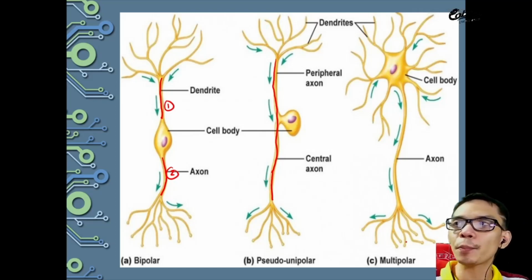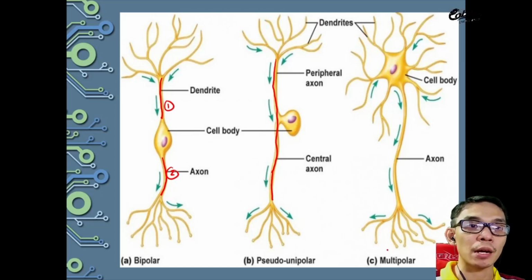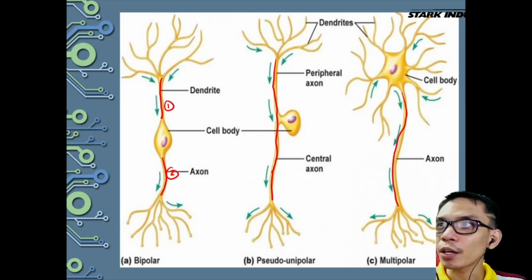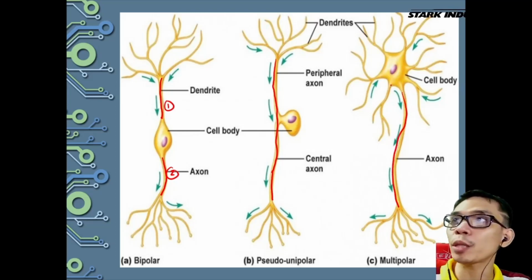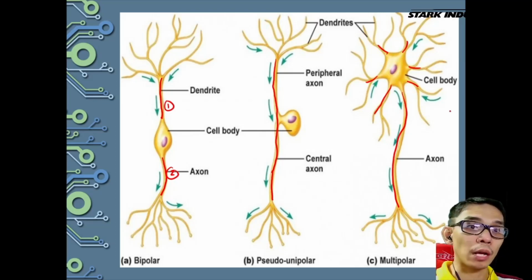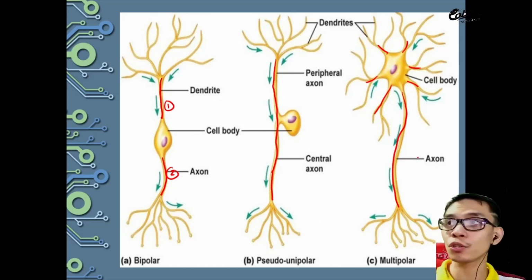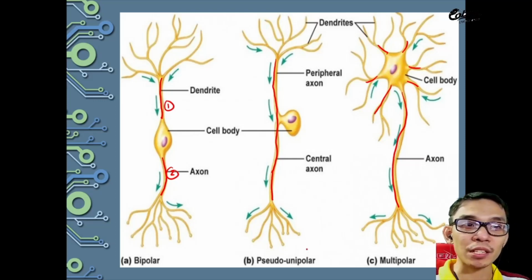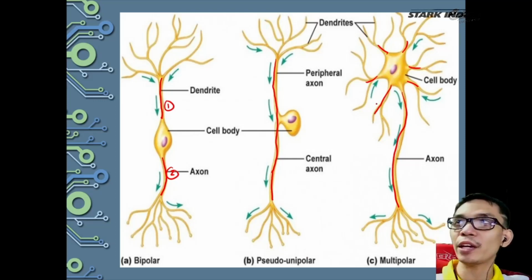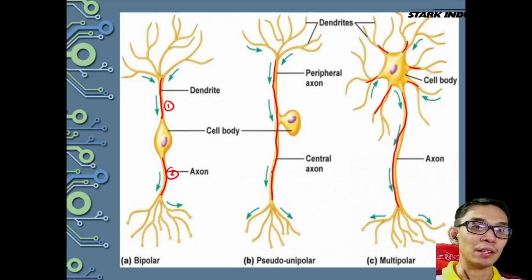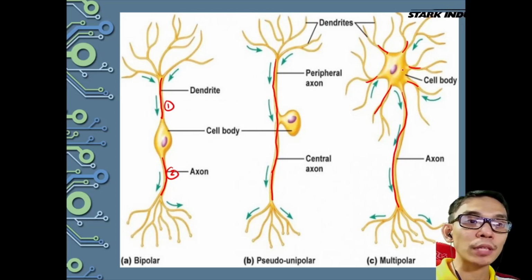So how about the multipolar one? The multipolar example here is the motor neuron. As you can see, it has a single axon. Even though it has a single axon, it has multiple dendrites over here. That's what makes it a multipolar neuron, or multi-extension neuron. So having one single axon doesn't mean it is not a multipolar neuron. The extensions are projected on the dendrites on top of it, near the cell body. So that is the multipolar neuron.